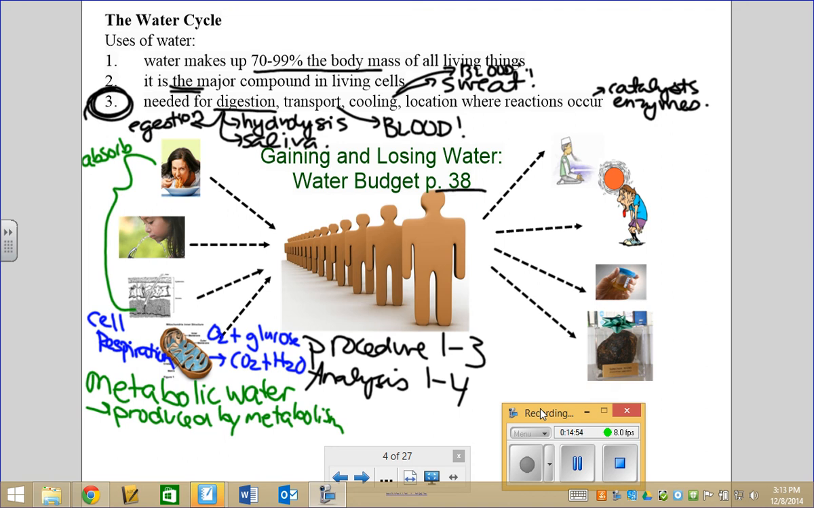Now the other thing that you have to compare is how you lose water. So over here we have breathing and sweating. Breathing and sweating are both ways that water can leave. In the table, we're talking about evaporation because that's eventually where all of the water would go. So these two fall in the evaporation category.